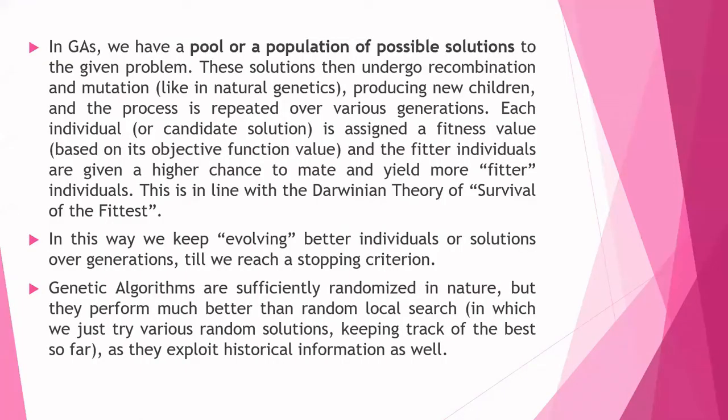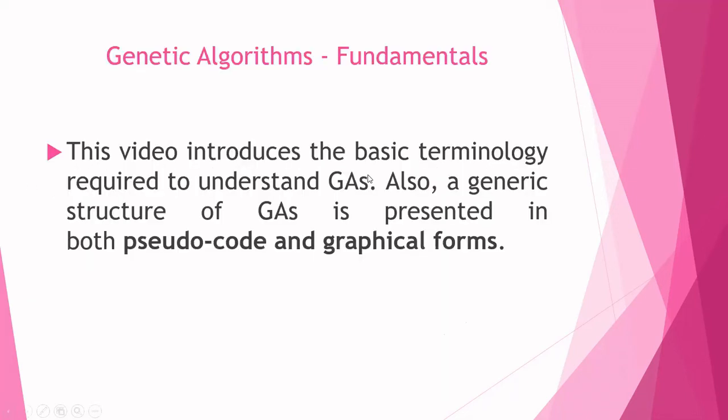In this way, we keep evolving better individuals or solutions over generations until we reach a stopping criterion. So we are using evolution to find better solutions as well as individuals over generations. This logic is what is used in genetic algorithms. We'll have a next lecture to understand the entire concept. It is a very simple concept, not a tough one. They are sufficiently randomized in nature, but they perform much better than random local search, as they exploit historical information as well.